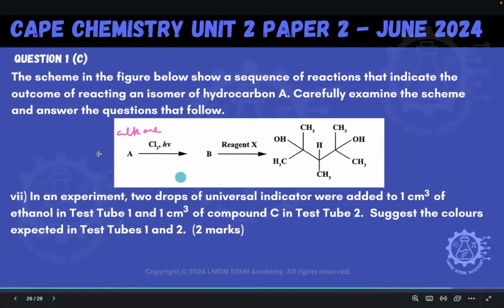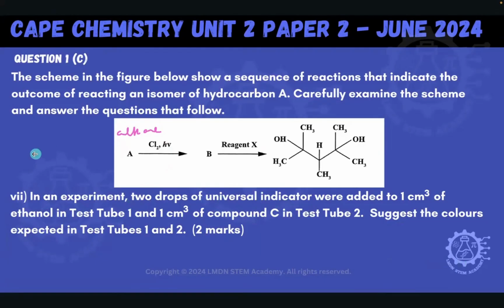All right, so this one now says in an experiment, 2 drops of universal indicator, very important, universal indicator, were added to 1 centimeter cube of ethanol in test tube 1 and then 1 centimeter cube of compound C in test tube 2. Suggest the colors expected in test tubes 1 and 2, right?